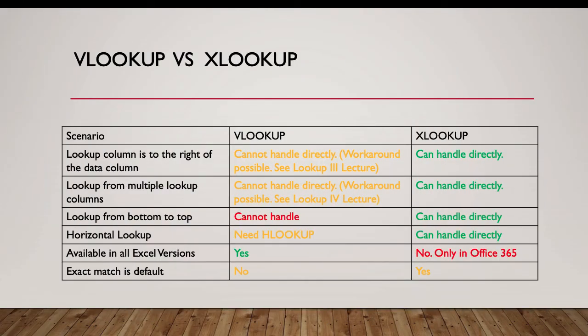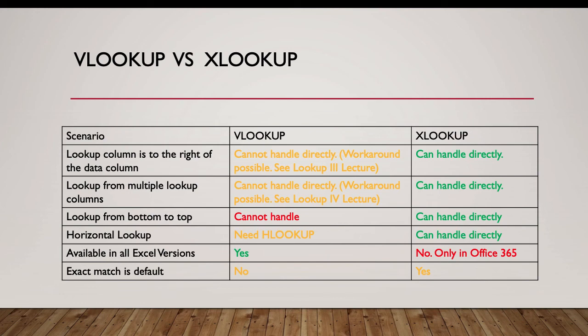Finally, I have made a comparative study between XLOOKUP and VLOOKUP on this slide. Some of them I've already described to you, but let's summarize and go through them. So the first scenario is when the lookup column is to the right of the data column. That's the scenario which we discussed in the lecture. VLOOKUP cannot handle it directly. However, as I mentioned earlier, a workaround is possible, and I've covered it in my Lookup 3 lecture of the course. XLOOKUP can handle this scenario directly.